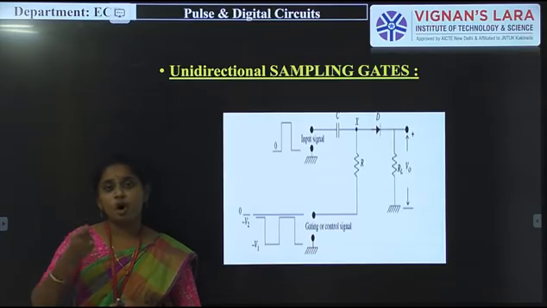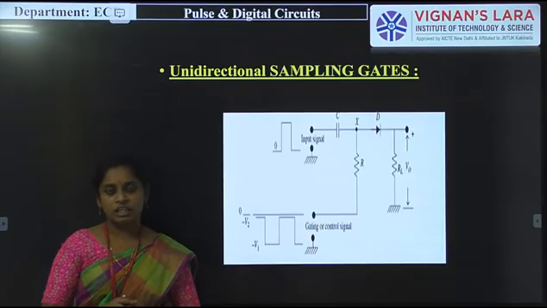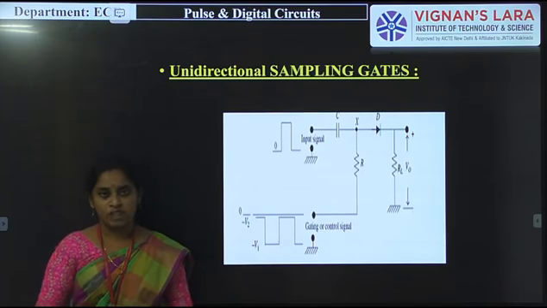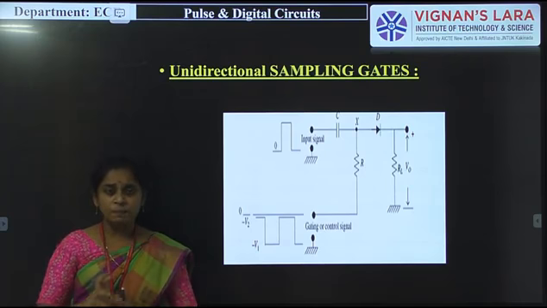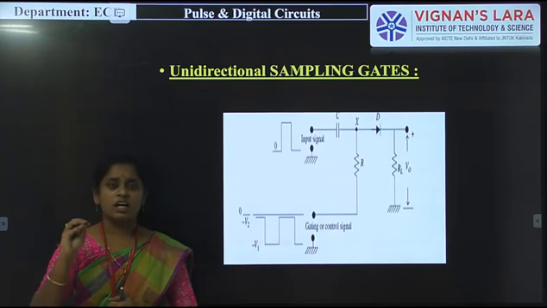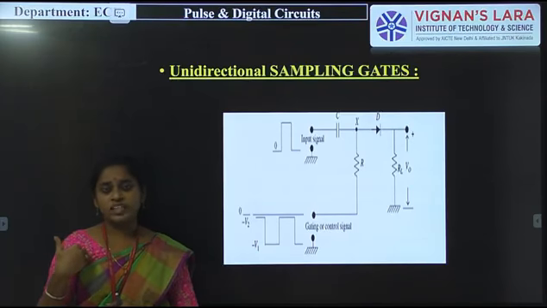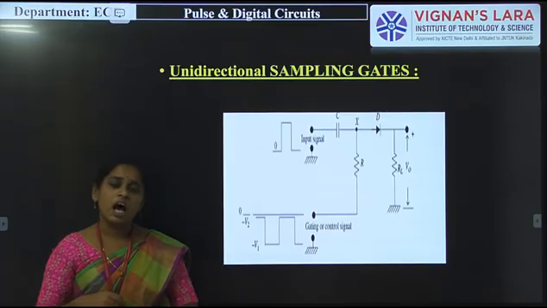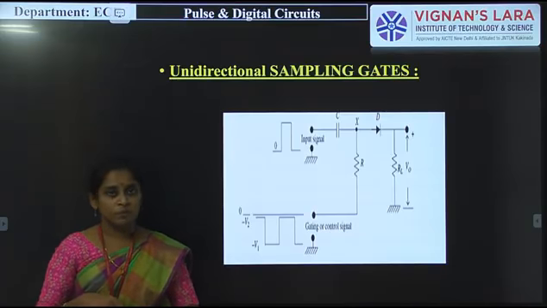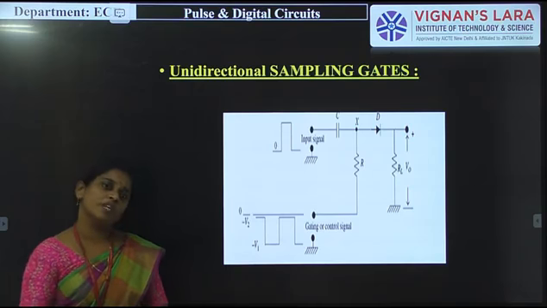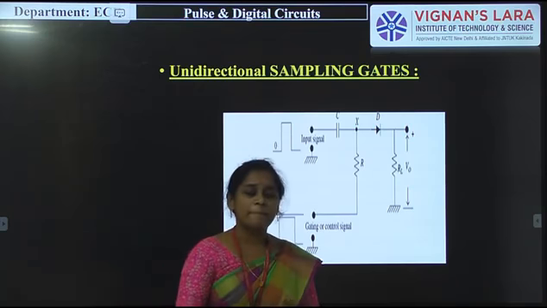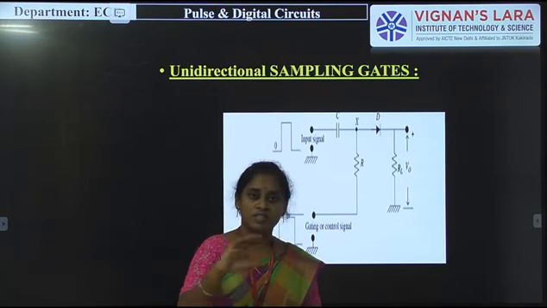The major drawback of this unidirectional sampling gate is that it allows either the positive part of the input signal or the negative part of the input signal. Simply we can say that the unidirectional sampling gate allows either the positive part or the negative part. That is a major drawback. Why? Because it only allows this signal.